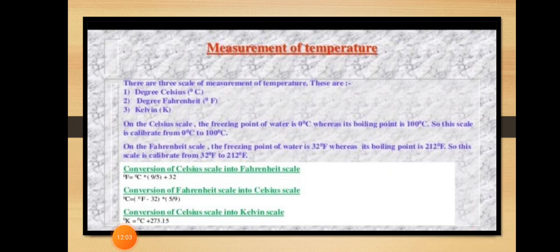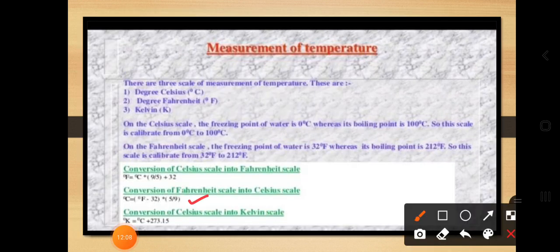This is the formula. If you go for the solution, degree Fahrenheit is nothing but degree Celsius times 1.8 plus 32. Okay, it is 32. 9 by 5 is nothing but 1.8, whereas the conversion of degree Fahrenheit scale into Celsius scale is degree Fahrenheit minus 32 times 5 by 9. Okay, so just go for the simplification of 5 by 9.